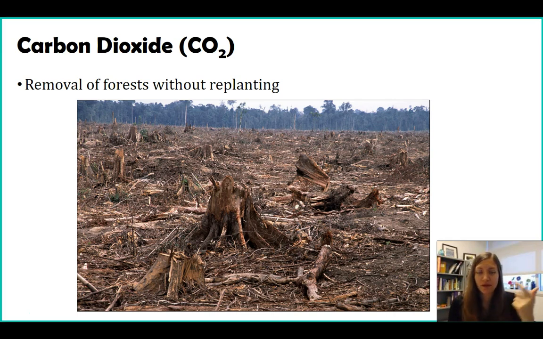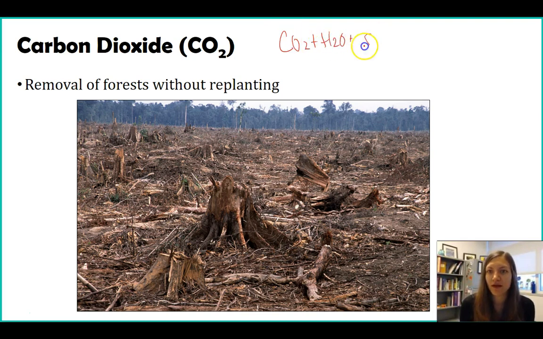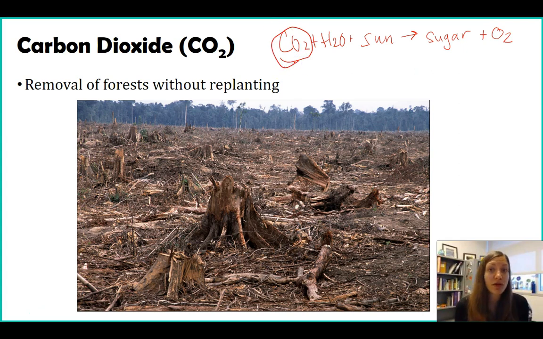One, think about the process trees do. Trees photosynthesize. So as a recap, photosynthesis is carbon dioxide plus water plus sun. And that's going to get us a sugar. So we talked about glucose, but just sugar in general. And it's going to give us oxygen. Well, if you get rid of those trees and you don't replant them, you just got rid of a mechanism that's taking in carbon dioxide from the atmosphere. Well, we should replant our trees then. We want to keep taking that carbon dioxide out of the atmosphere.